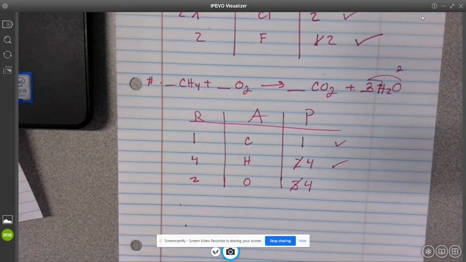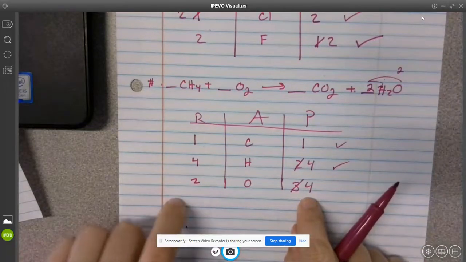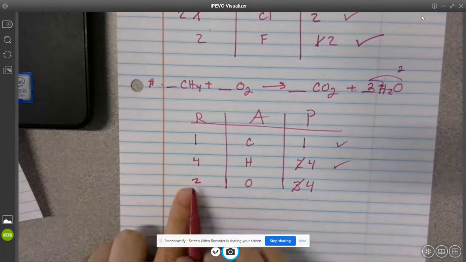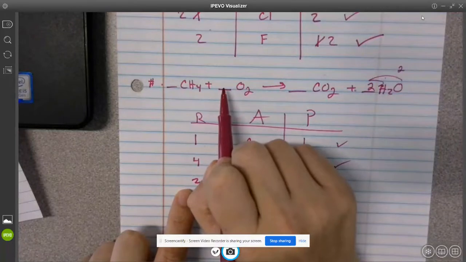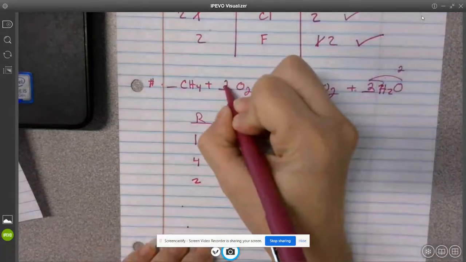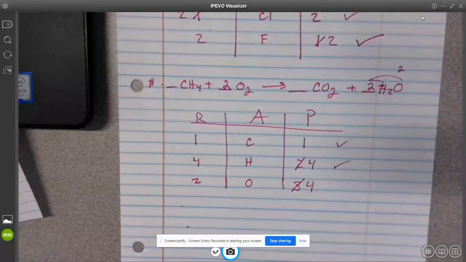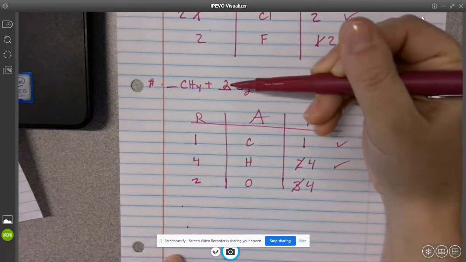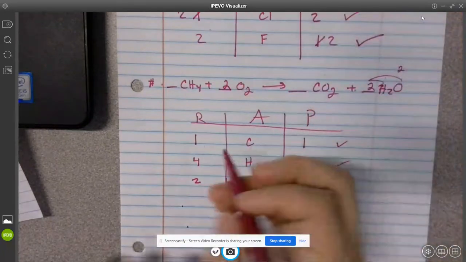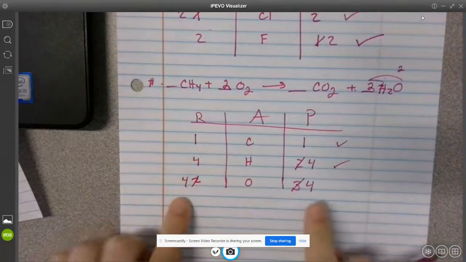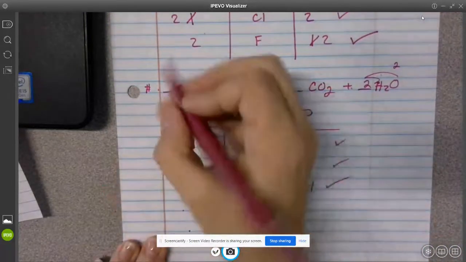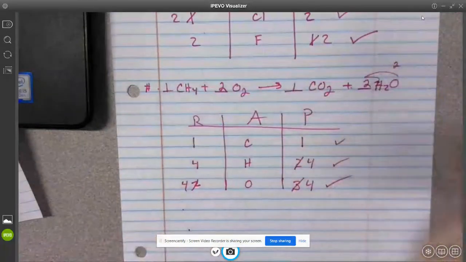Only thing left is my oxygens. Oxygens, 4 on my product, 2 on my reactant. They still don't match. So I'm going to increase my number of oxygen molecules on my reactant side. I'm going to increase it to 2 because you have to go up step by step. So 2 as a coefficient, 2 times 2 gives us 4. And if we look 4 and 4, it's good to go. So our final coefficients will be 1, 2, 1, 2.